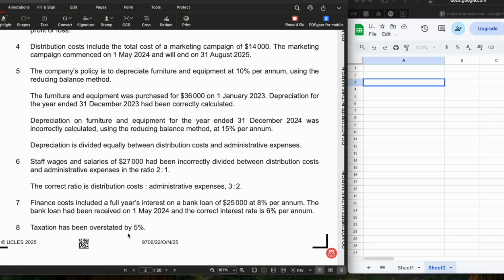Taxation has been overstated by 5%. So whatever amount of tax we have, it is 5% more than what it's supposed to be. Okay, so we will do that calculation as well.